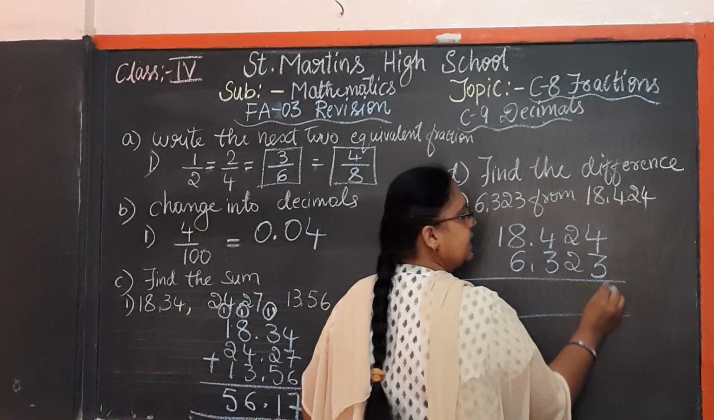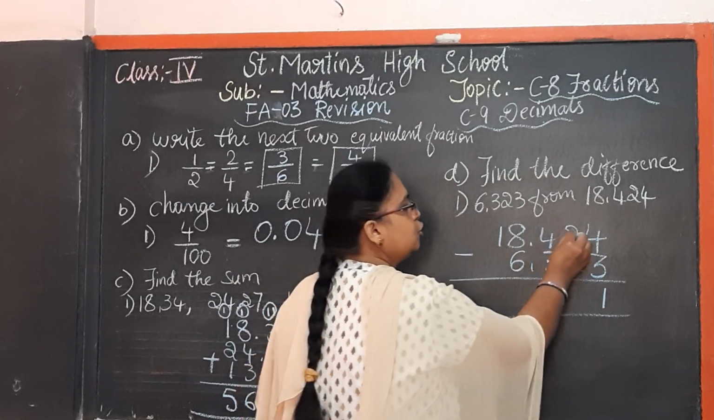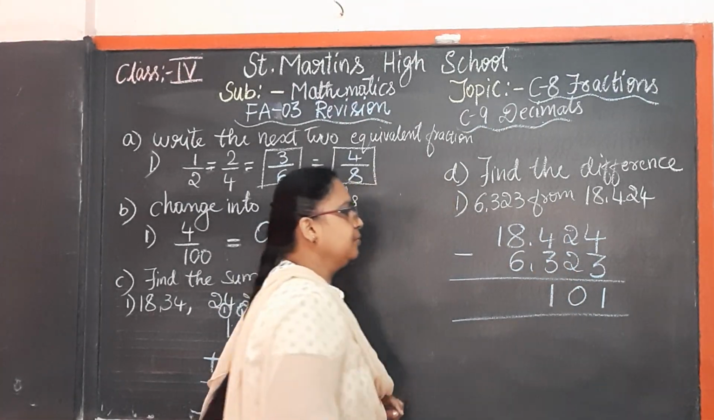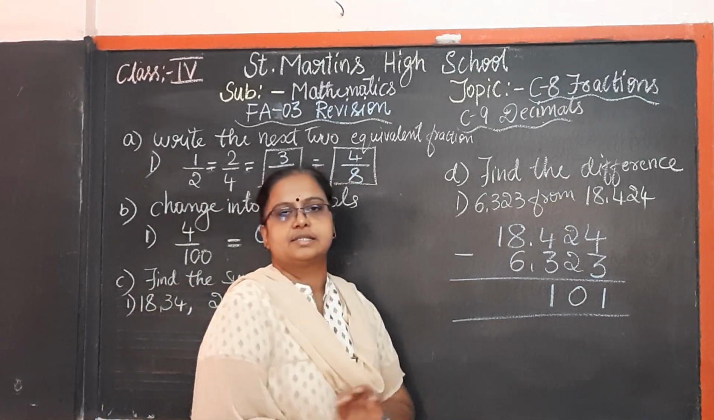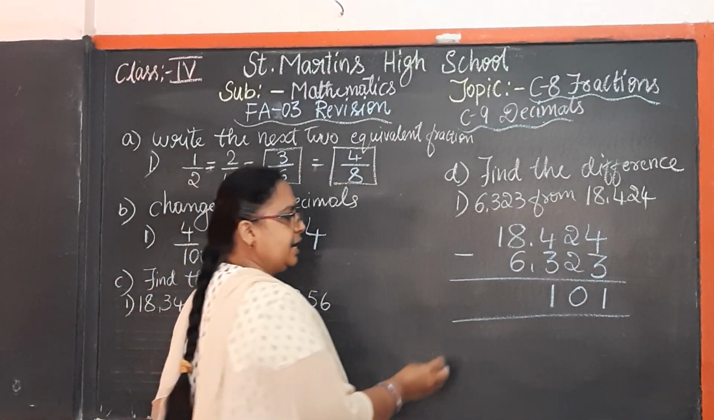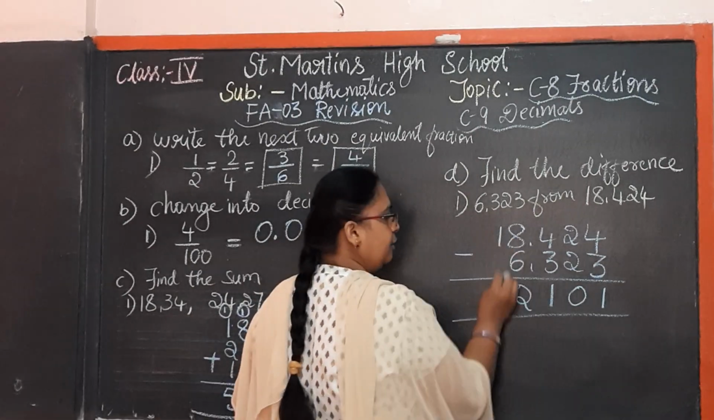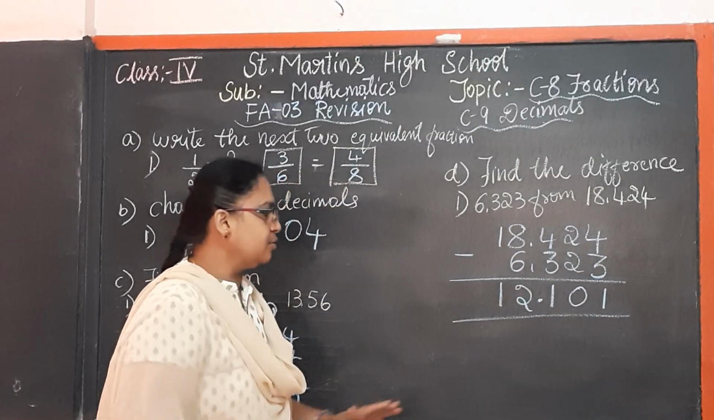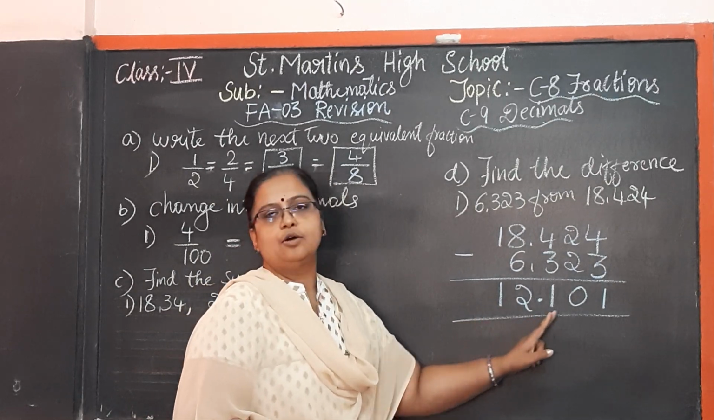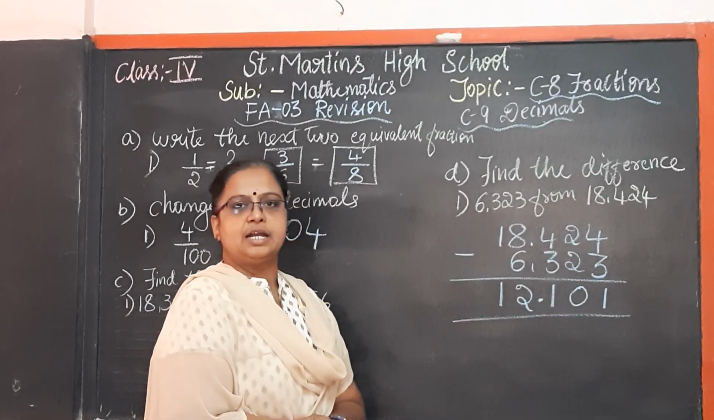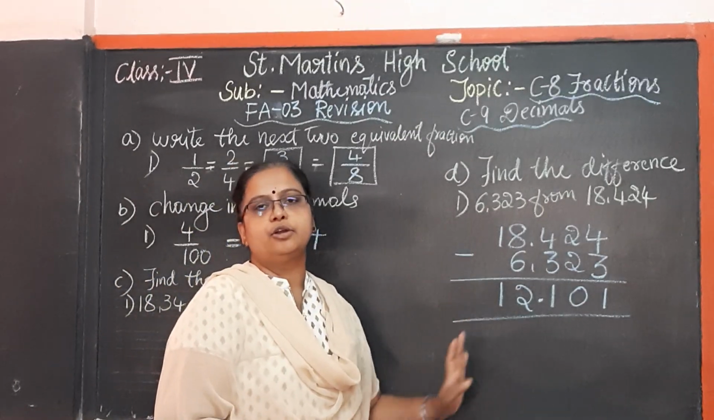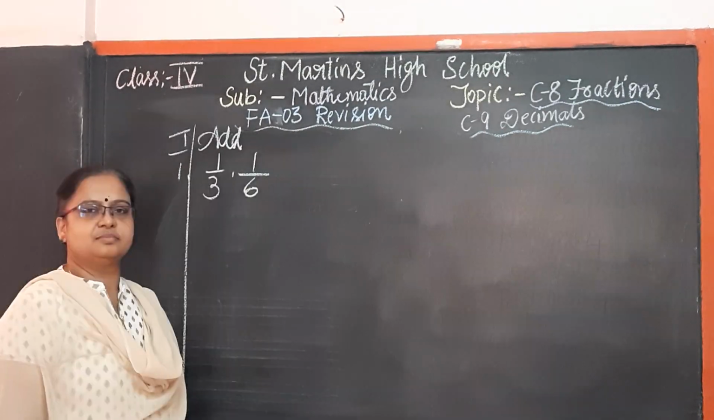4 minus 3 is 1. 2 minus 2 is 0. 4 minus 3 is 1. And 8 minus 6. How much is 8 minus 6? It is 2. And here 1. We have to write the decimal point. The answer we got is 12.101. Understood children? In this way you have to arrange the sum and find the difference.